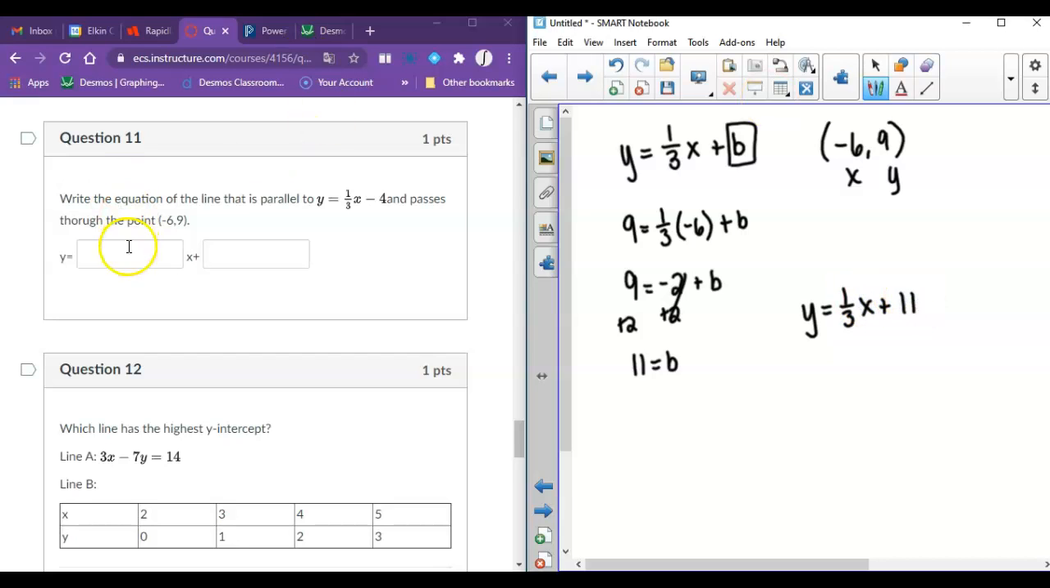To answer this question here, you have to type your slope in this box. So type in 1 divided by 3. Please use a fraction here on these problems. And then you'll have 11 for your y-intercept.